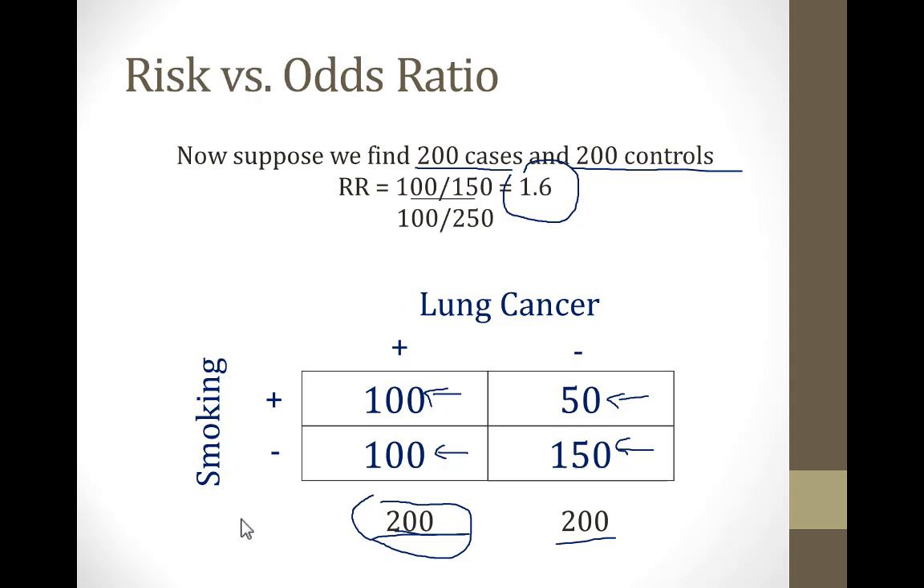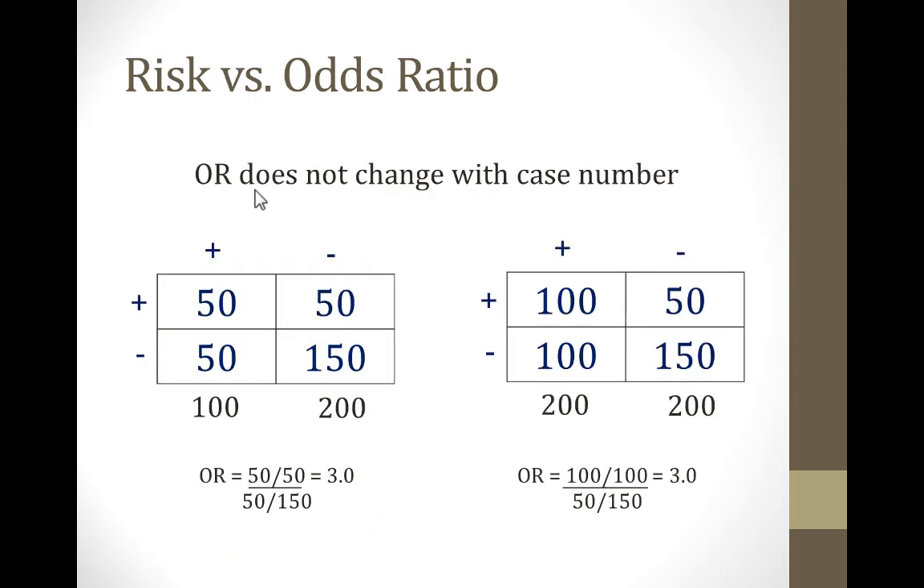And this is why the risk ratio is not valid for case control studies, because it will vary depending on how many cases of disease you identify for your study. The odds ratio, on the other hand, does not change with the case number. So let's look here on the left side of the screen. This is where I found 100 cases of lung cancer, and they're split up 50-50, and the 200 controls are split up 50 and 150.